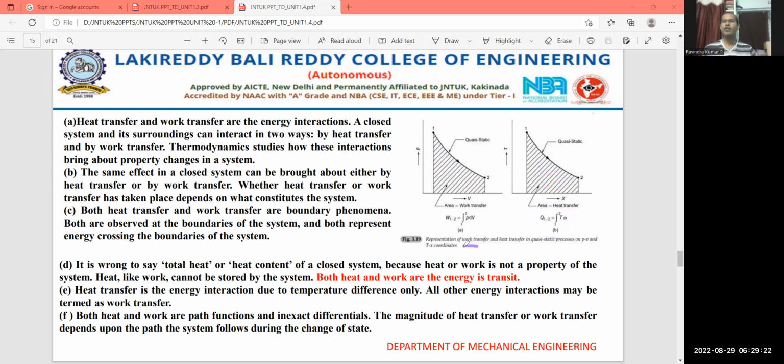So this is the representation of work transfer and heat transfer in a quasi-static process on PV and TS coordinates, that is, temperature versus entropy. From the TS diagram, you can get the amount of heat transfer. From the PV diagram, you can get the amount of work transfer, whether that work is positive or negative. So these are some of the differences you should know. What is the basic difference between heat transfer and work transfer? You can go through this to get much knowledge on the difference between heat and work.